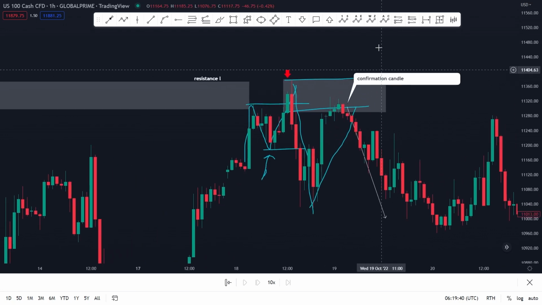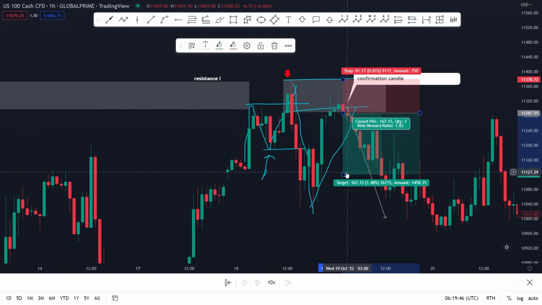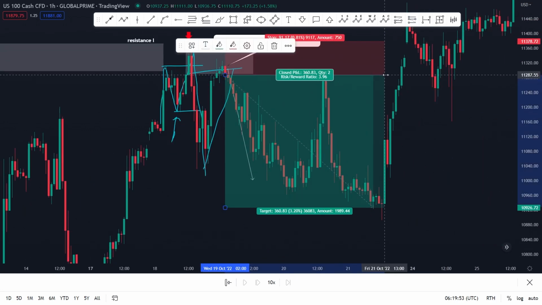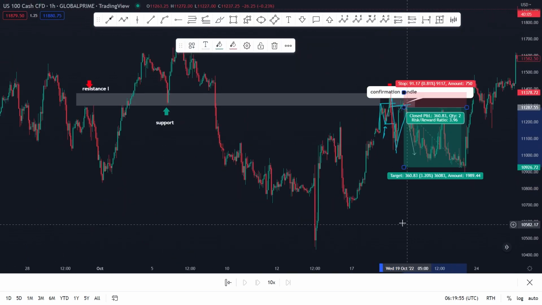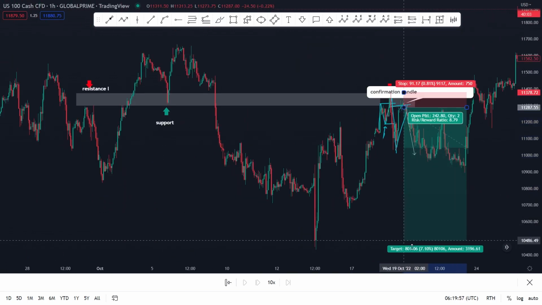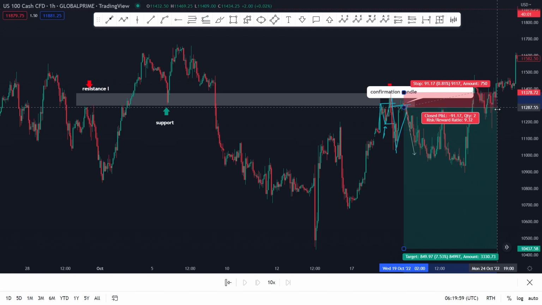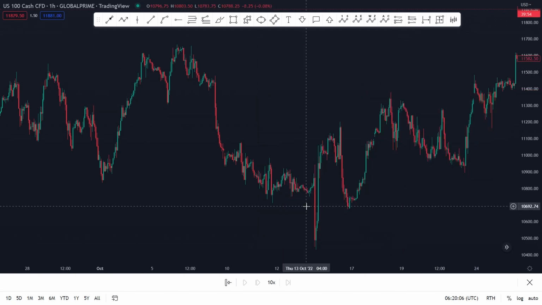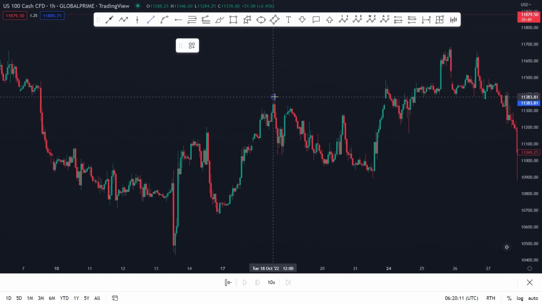So your entry will be, we short here at the close maybe, but I know at the close I won't do it, so I'm going to miss this kind of trade. Entry around here, maybe targeting these lows here, which price never did reach, but it's fine.